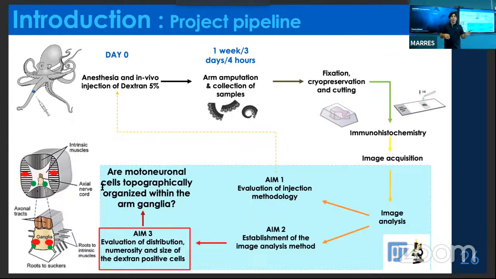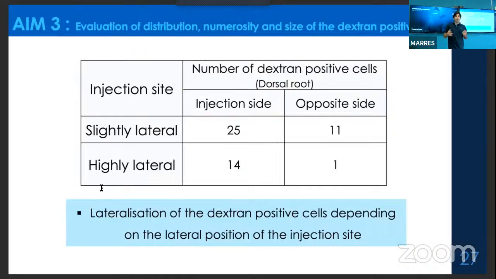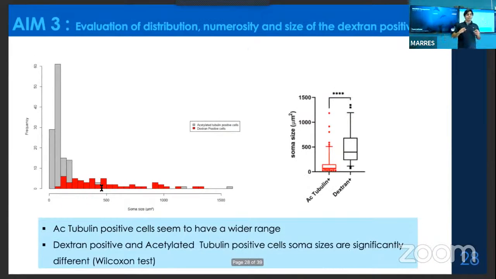So let's go for the third goal, the evaluation of the distribution, numerosity, and size of the dextran positive cells. Here on this table, you can see that there is a lateralization of the positive cells in the sample following the position of the injection site. After measuring the soma of all the cells and the positive cells, we compare them to see if there are different clusters of size.